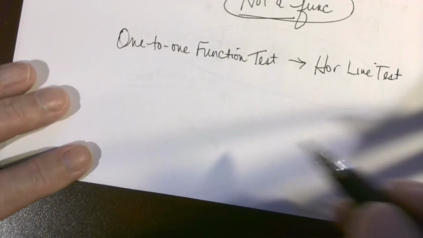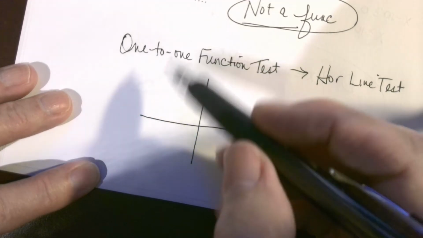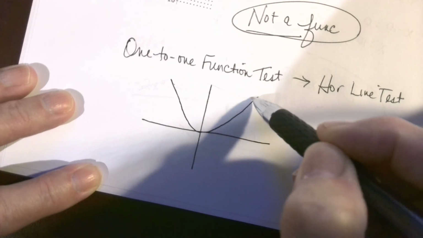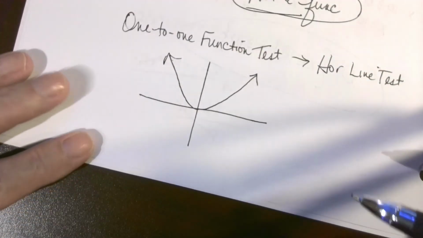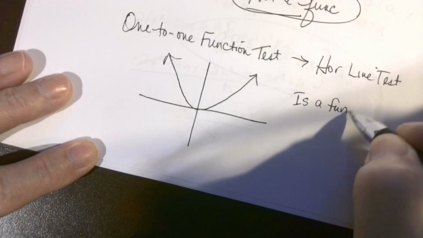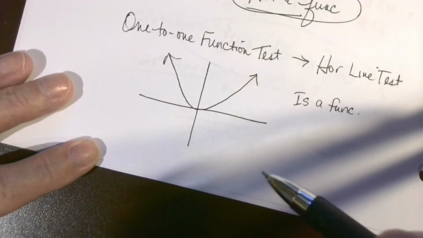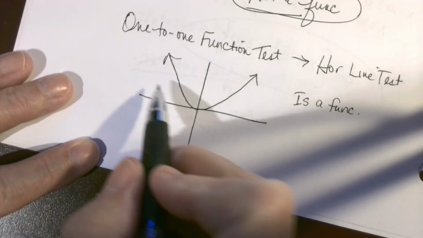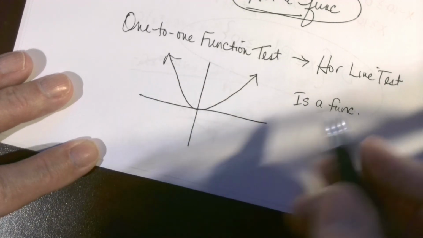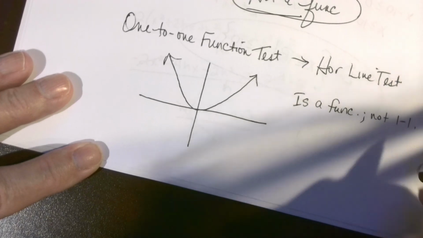Okay, so let's look at something here. So what if I have, say, a parabola, just your basic y equals x squared parabola. Okay, this is a function. It is a function because I can draw vertical lines and I never hit it but once. It is not a one-to-one function because if I drew one just right there or anywhere in this area, I would hit it more than once. So it is a function, but it's not a one-to-one function.